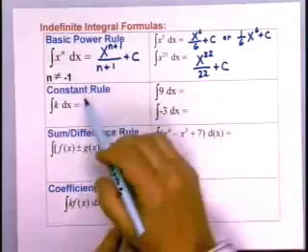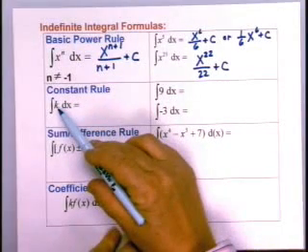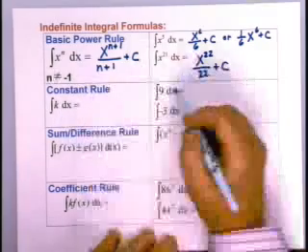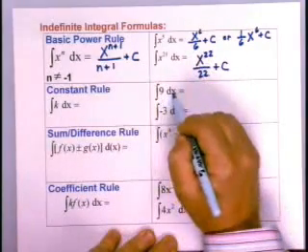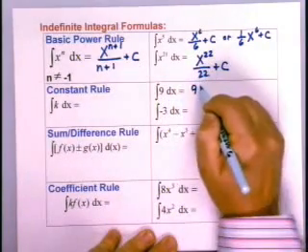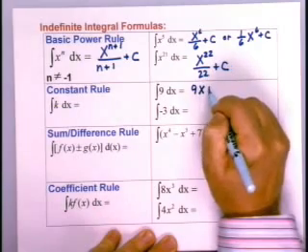The second rule I want us to look at is the integral of a constant k. For example, if you had the integral of 9 dx, the answer would be 9x plus c.